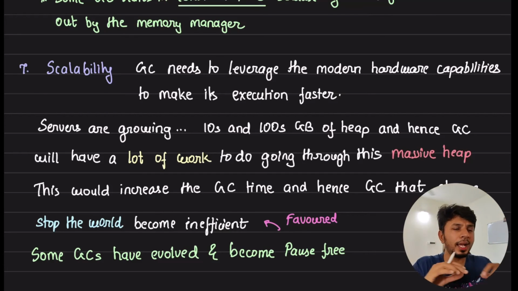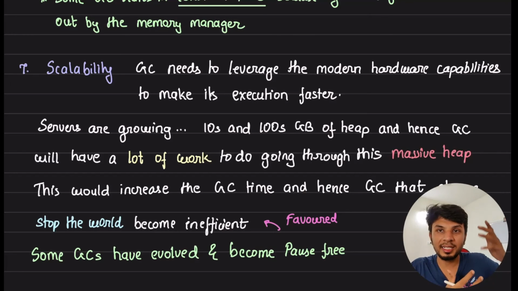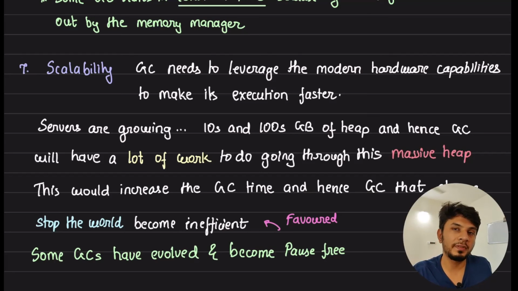Right? And it needs to do the memory management in the most efficient way possible, because there is a massive space to iterate and go through. Just iterating a few GBs of memory itself takes a long time. Right? So an old GC might be very inefficient for the modern workload, which is something that you have to always keep in mind.